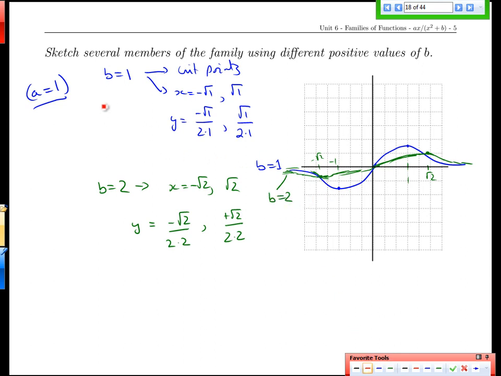And we could also pick a smaller b value, like a half. Won't go through the full analysis here, but it'll happen at 1 over root 2, which is about 0.7, and it'll be a bit higher. So we'd get a graph that would be shaped like this, and higher as well. Likely something like that.